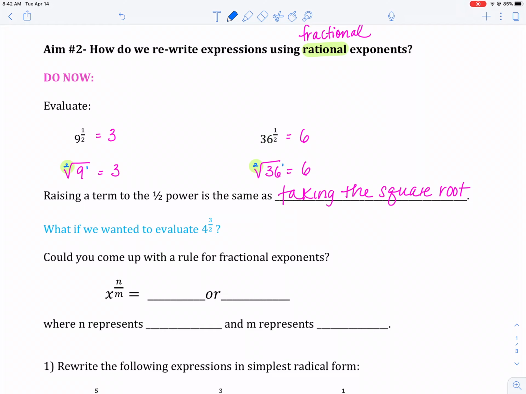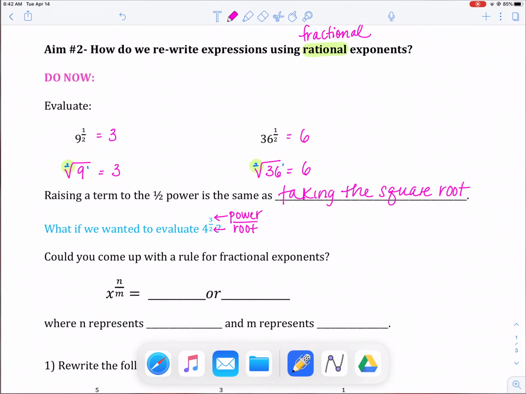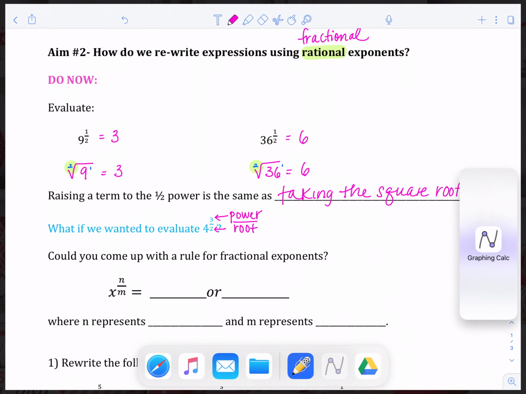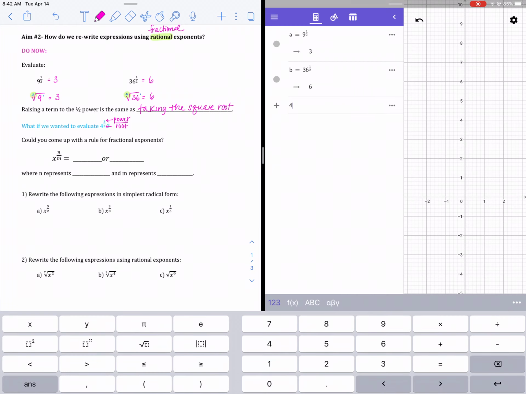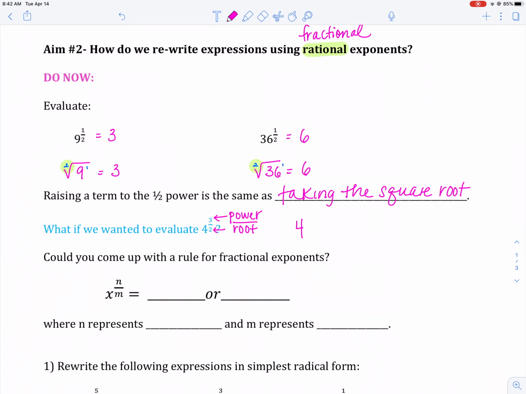So if we wanted to evaluate this 4 to the 3 over 2, here's what you have to know. Your 3 in the numerator is going to represent your power, and in your denominator, your 2 is going to represent your root. So if I go back to the calculator and I do 4, and I raise it to the 3 over 2, see the number I get? 8. So 4 to the 3 over 2, your answer is 8.